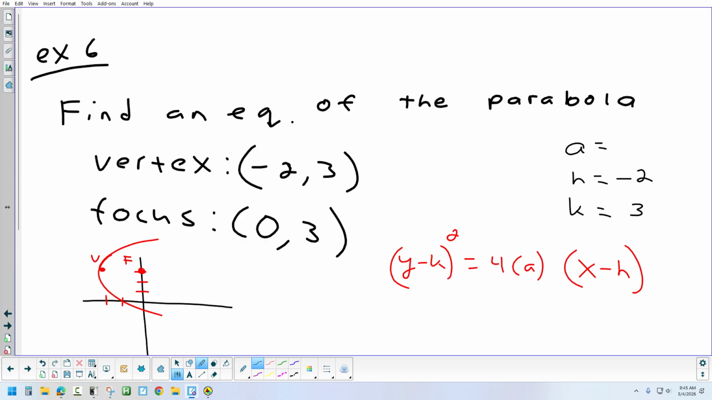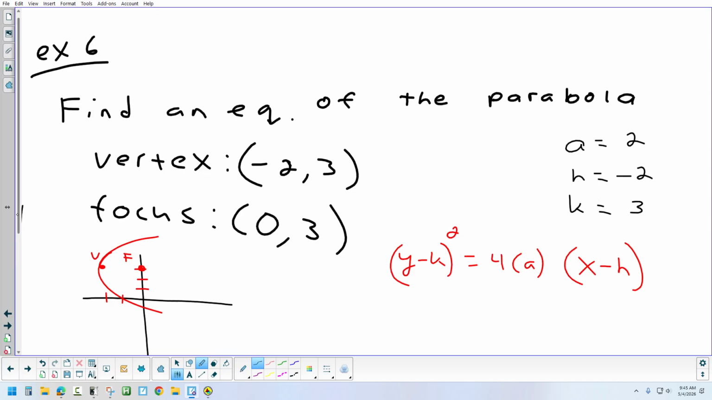I just assumed the distance between the vertex and focus. Right, A is always the distance between the vertex and the focus. And if you find the distance between those 2 points, then you have a distance of 2. Okay, so you got everything you need. Now we just fill it all in.